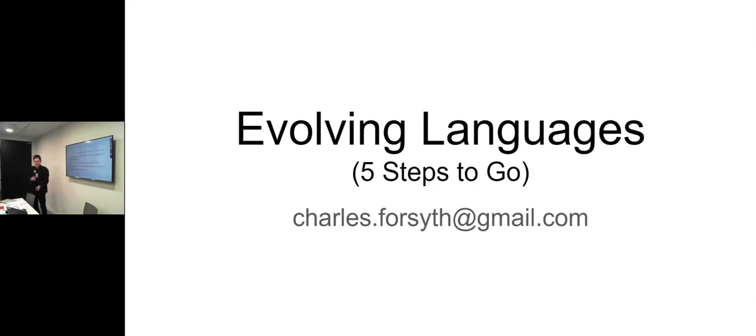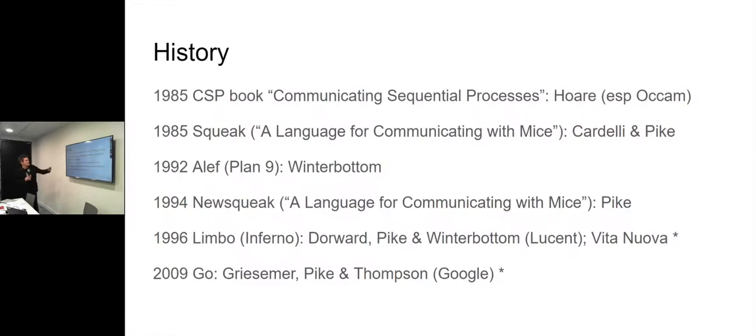Let's see if this works. So here's the gist of the linear history. A lot of the overlap in the languages goes back to Tony Hoare's communicating sequential processes, the second version of that. That's the version where processes communicate using channels instead of sending a message directly to a process, which was the 1978 version. It's dated 1985 here because that's the date on my copy of the CSP book. But of course, there were papers in CACM and elsewhere describing the system before that.